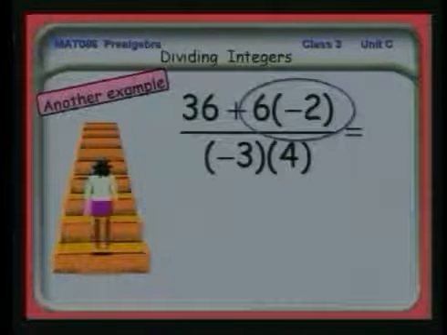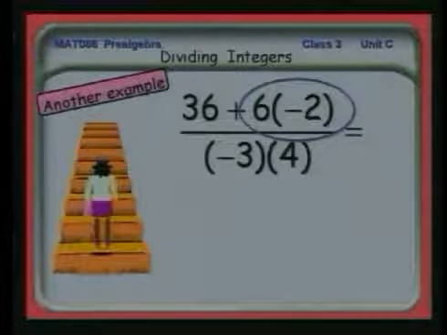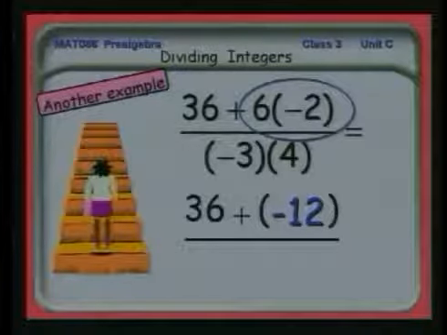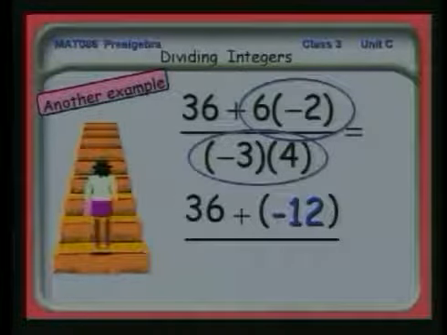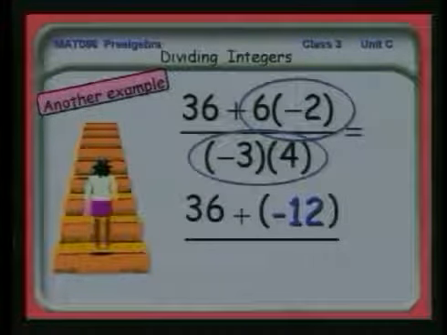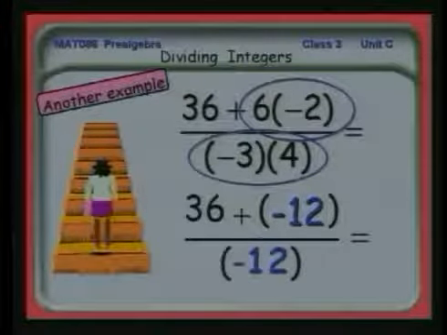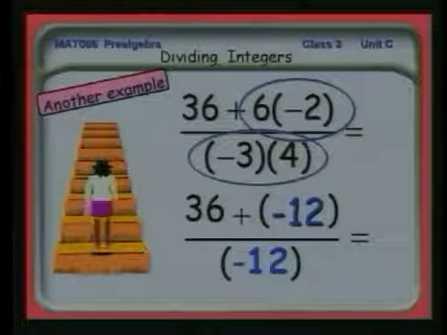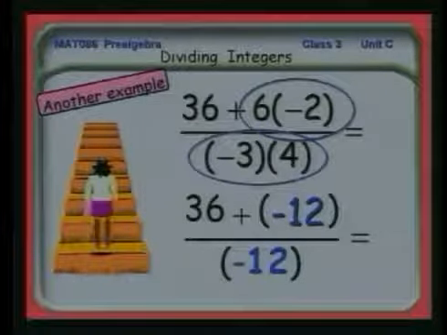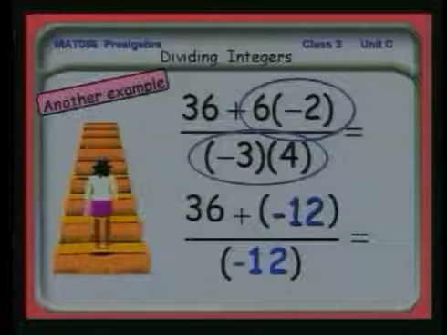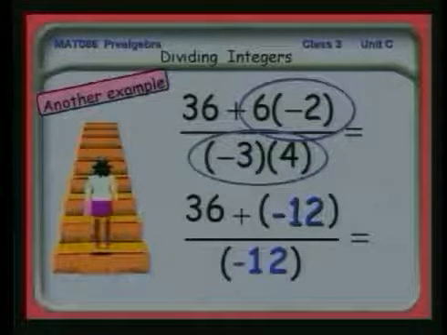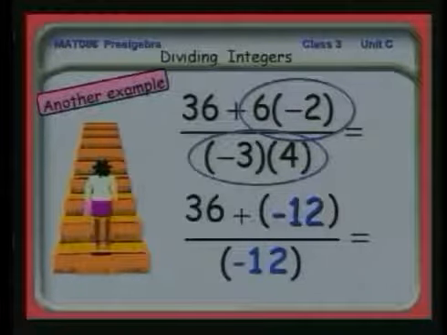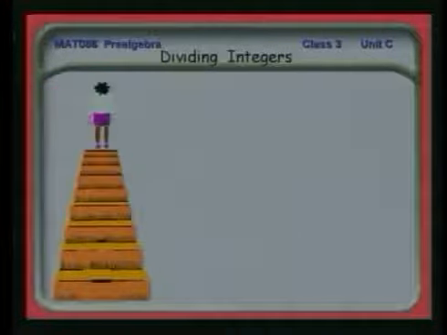So the first thing we're going to do is multiply 6 by minus 2, and I get minus 12. Then we'll take the number we're dividing by, minus 3 times 4, and get minus 12. So we see plus 36 plus a minus 12. If I think about the number line, I walk 36 to the right, walk back 12, I'll get 24. That's divided by minus 12.